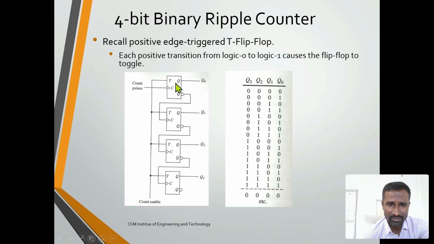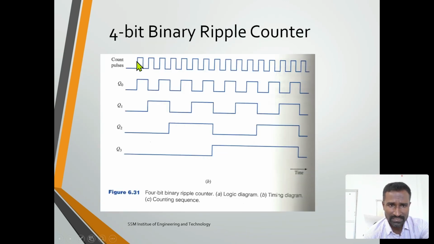So if the previous one is 0, the next one will be 1. Toggling happens. If you maintain the same, the toggle will not happen. Whenever the output changes, the toggle condition will occur. So this is the counting. You can see the counting sequences, and these are the counting pulses. At the first pulse, Q0 is activated. At the second pulse, Q0 is activated and Q1 is activated up to the second pulse. Q2 is activated up to the fourth clock pulse. Q3 is activated after the eighth clock pulse.